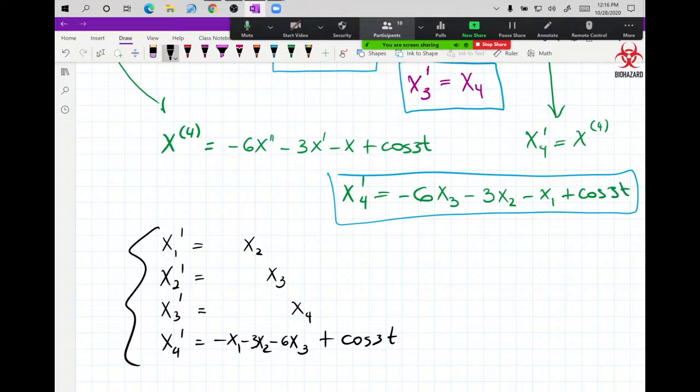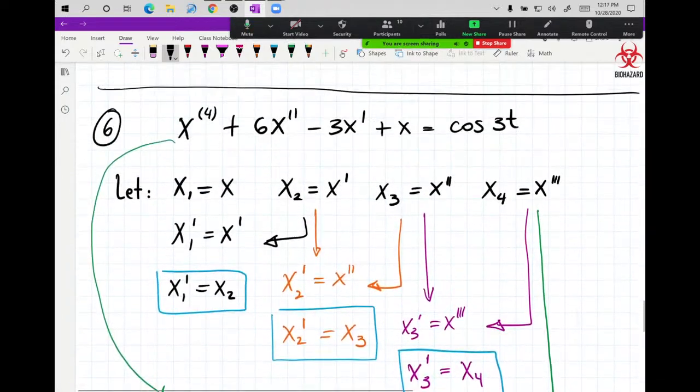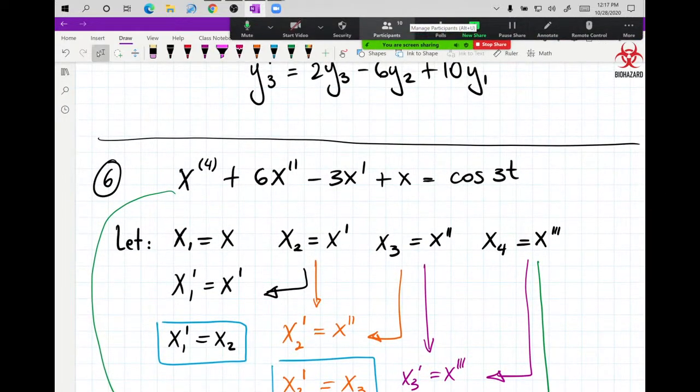We reduced our problem from a fourth degree single equation into a system. Does it have benefits? Yeah, it does. And the reason you have benefits is polynomials. Remember that this would be your characteristic equation, r to the 4 plus 6r squared, right? So it will be a polynomial in r.